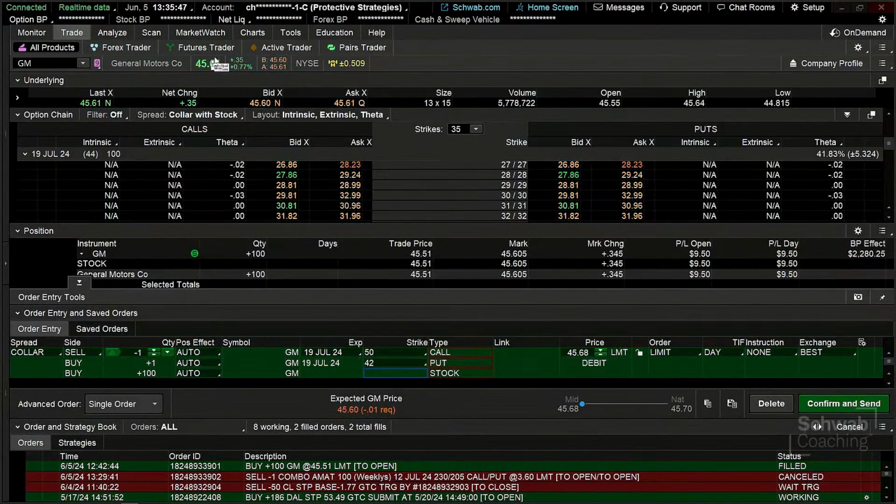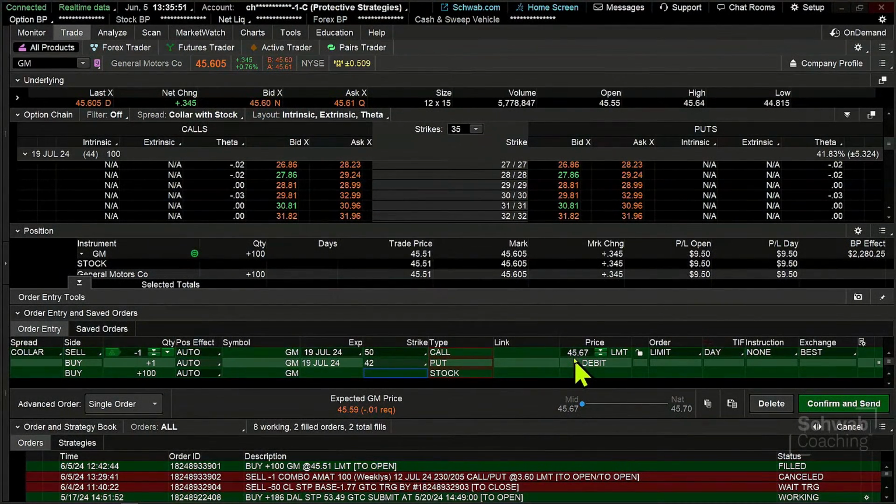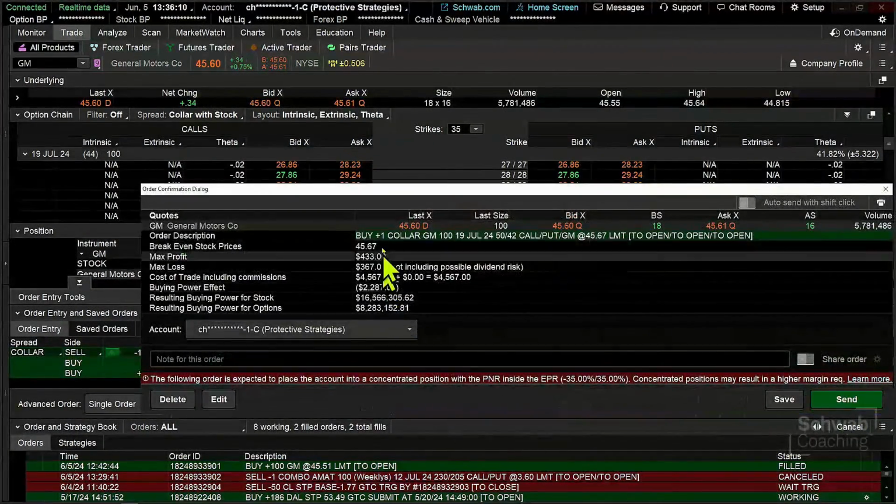Now, the stock's currently trading at $45.61, and we're able to do that for a net debit of $45.67. So this is essentially a no-cost collar strategy. It's not giving us a credit, but neither is it really costing us. It's costing us about 7 cents to create this collar strategy. So we're going to click on confirm and send. We're going to read through this order.